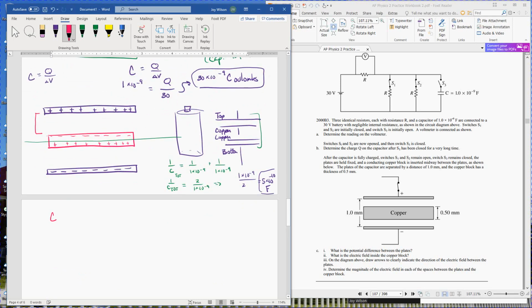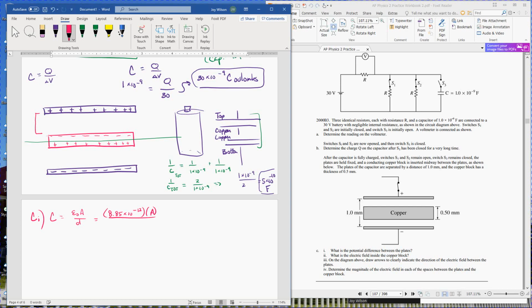So now I'm going to use, for C part I, capacitance is epsilon naught A over D. Epsilon naught is 8.85 times 10 to the negative 12th. Our plate area, did they tell us our plate area? They did not. So we don't know the area.